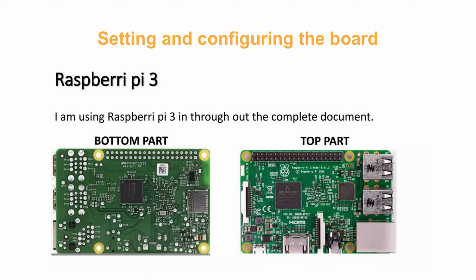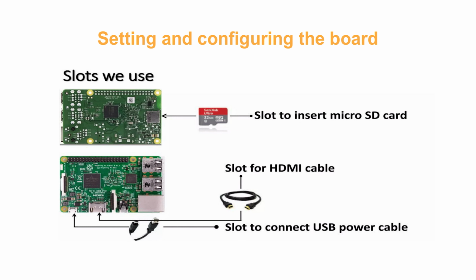So this is the bottom part and the top part. If you look into the bottom part, we have a dedicated SD card socket, where we will insert this SD card after the programming. So here is the SD card, as I mentioned previously. This is the slot where we are going to insert the micro SD card.